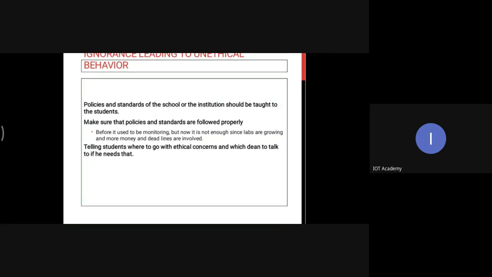People who are into research should be well aware. They should do a thorough investigation. What are the rules and regulations? If I'm going to do the research, how am I supposed to follow? What are the rules? What are the laws? What are the law-abiding things that we have to keep in mind before we proceed with our research? So policies, standards and procedures should be very clear in the mind of the researcher before they proceed with their research.